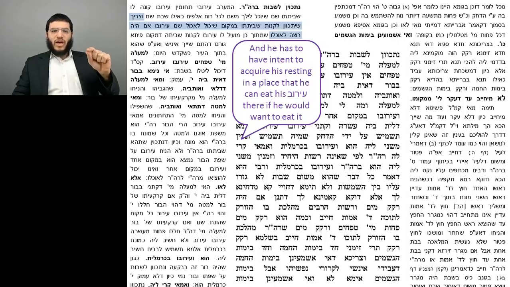The rule is, and he has to have intent to acquire his resting, in a place that he can eat his erev there, if he would want to eat it. So it has to be that the person has the place that he intends as my resting place, and it has to be a place where he's able to eat over there the food. So if he places the food in the Rishus HaYachid and has intention to rest in the Rishus HaRabim, it won't be a good erev. So he has to have in mind a certain place, and it has to be a place where over there, in that place, he can eat his erev. So it has to be right nearby, if it's in the Rishus HaRabim, within 4 amas.